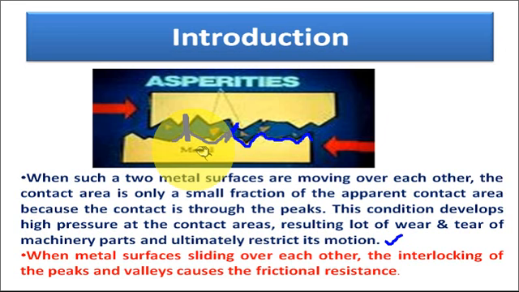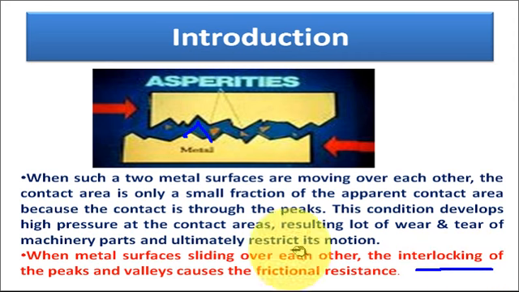The second condition may occur when the contact is peak to valley contact. That means this peak part may contact this valley part. This type of contact may occur. If peak to valley contact between two metal surfaces takes place, this will cause interlocking of these peaks and valleys, which will cause the frictional resistance.